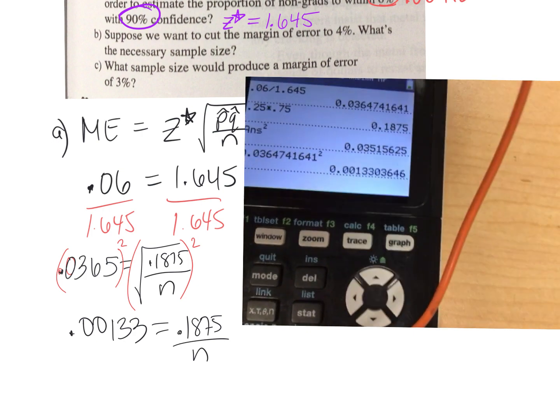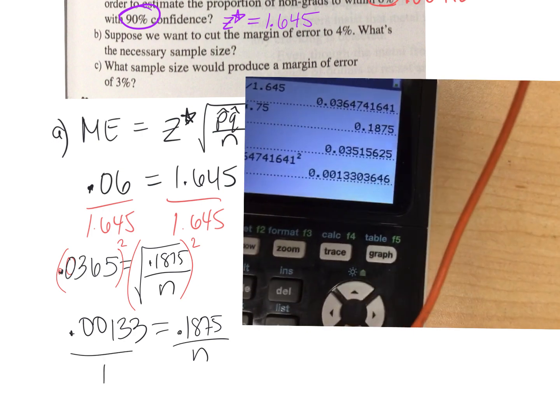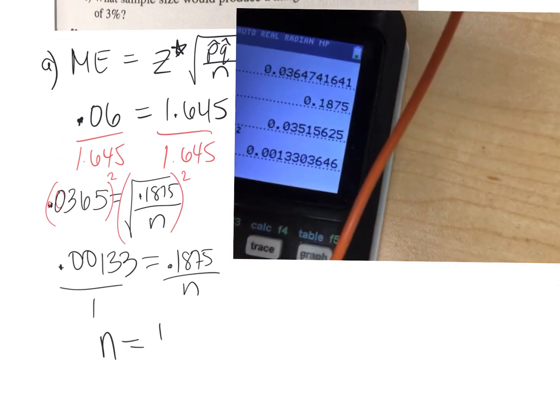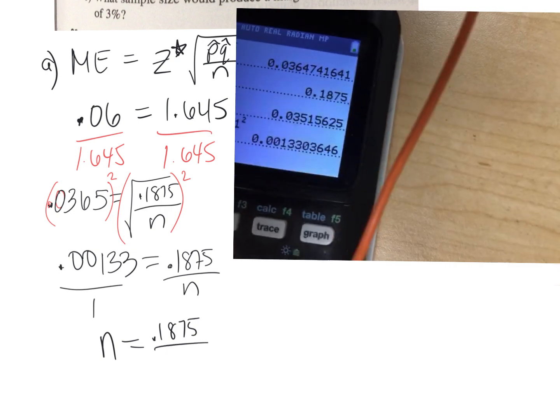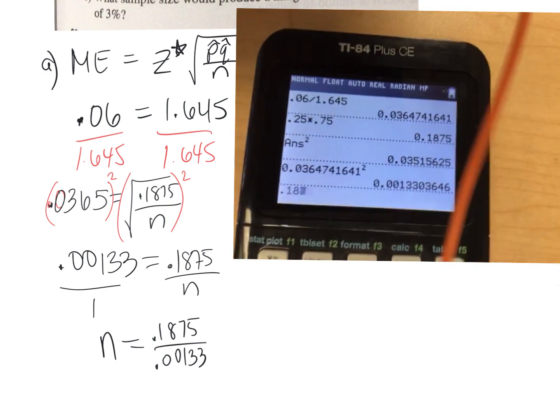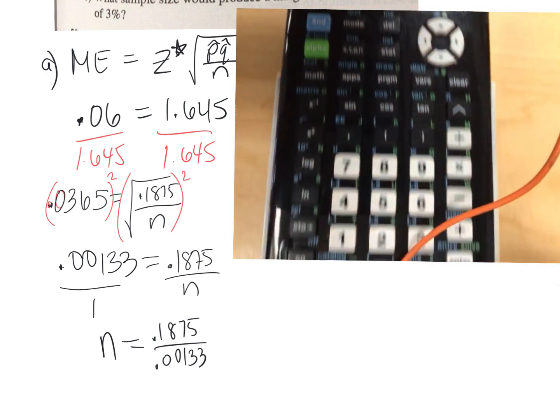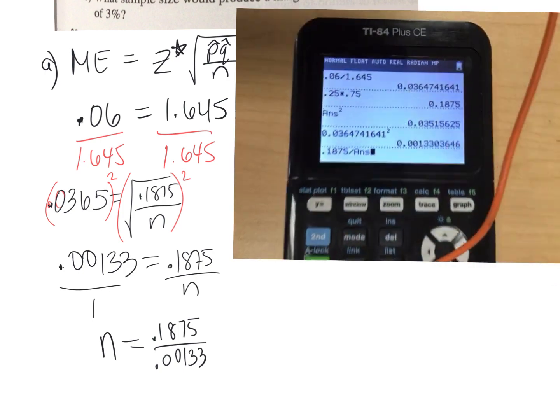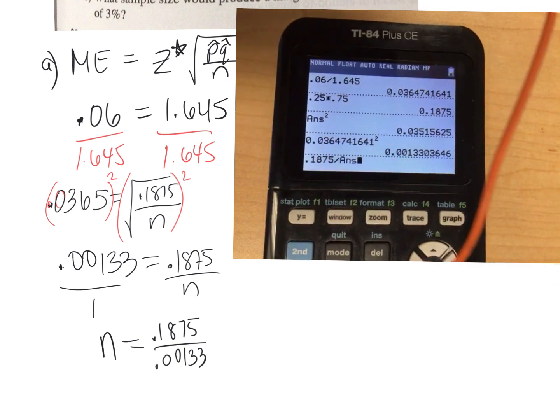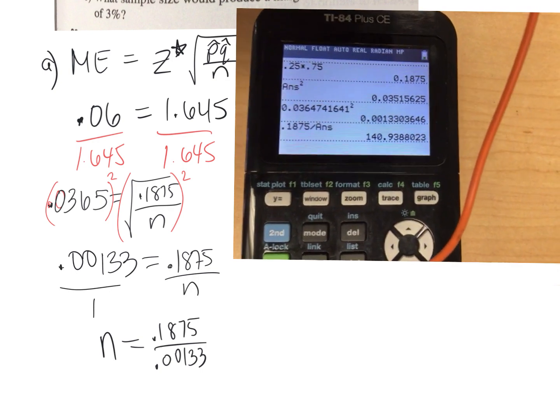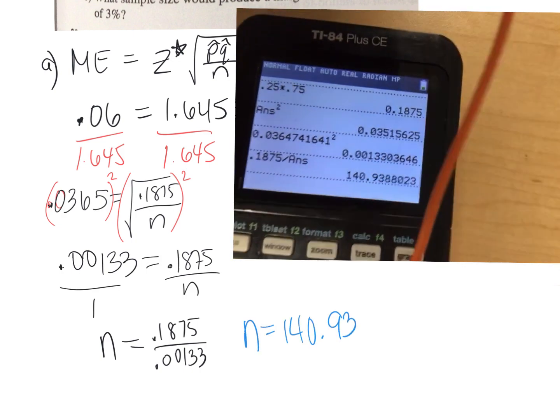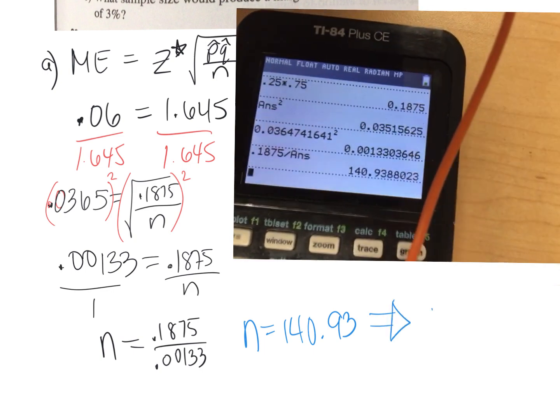And now we basically cross multiply, all right? I'm going to multiply the n up and divide by the 1. So n is 0.1875 divided by 0.00133. So I'm going to do 0.1875 divided by second, and then above the negative is answer. So we can just say divide this number by the last thing I got. That's really important if you get scientific notation, and it's really important in getting the most accurate answer. So we get n is equal to 140.93, and we round up to 141.